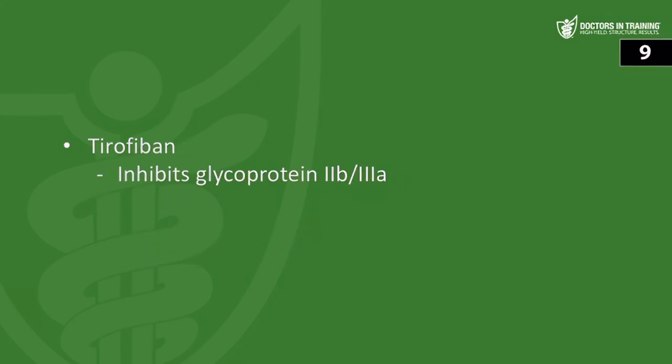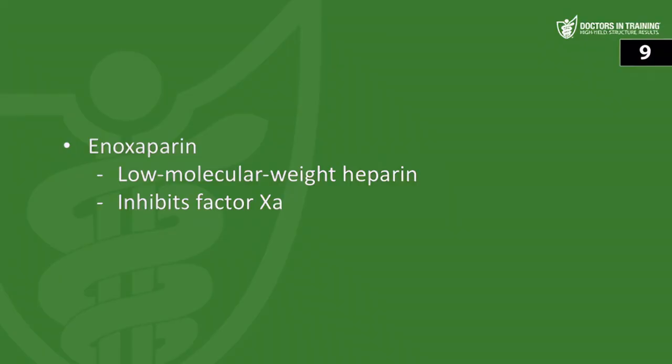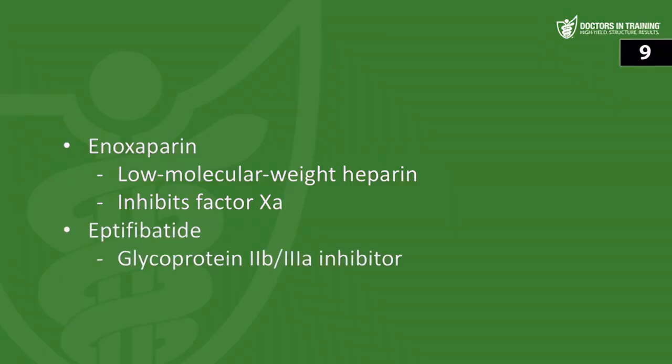Tirofiban also inhibits glycoprotein 2B3A. Ticlopidine blocks ADP receptors, just like clopidogrel. Enoxaparin is a low molecular weight heparin, which works by inhibiting factor 10A. And eptifibatide is a glycoprotein 2B3A inhibitor, just like abciximab and tirofiban. That's it for now. I'll see you next time.